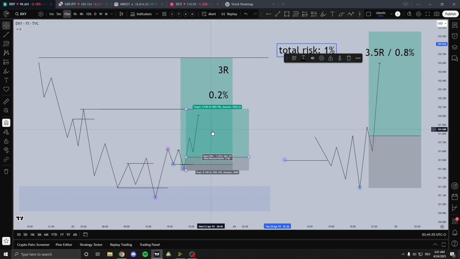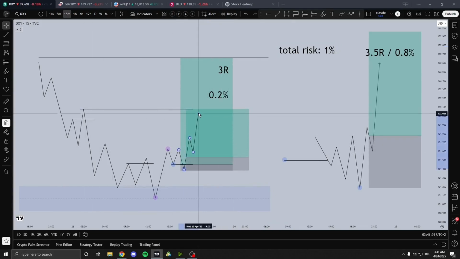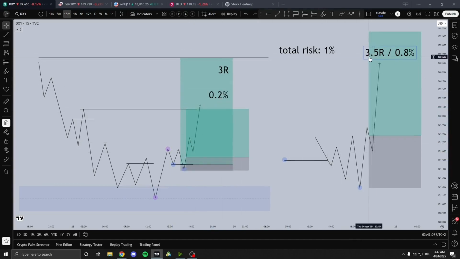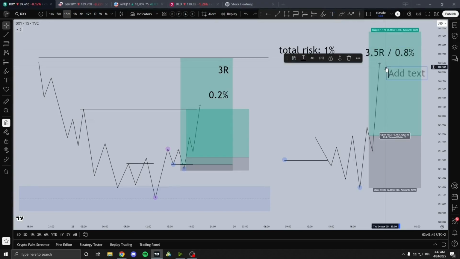Now, if we are right, and price continues going higher and takes out this high here, so we hit the TP of that lower time frame confirmation trade, meaning we've realized 3.5 R times 0.8%, which is 2.8 R of realized profits in percent. So on this trade, you make 2.8% realized gains.